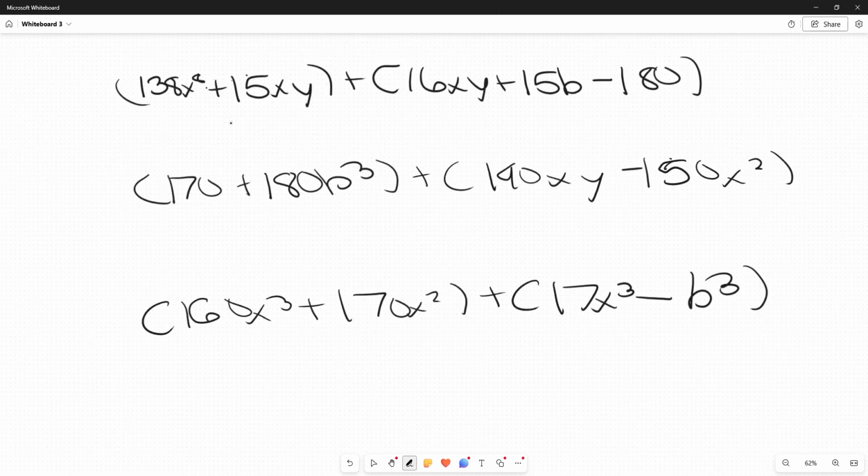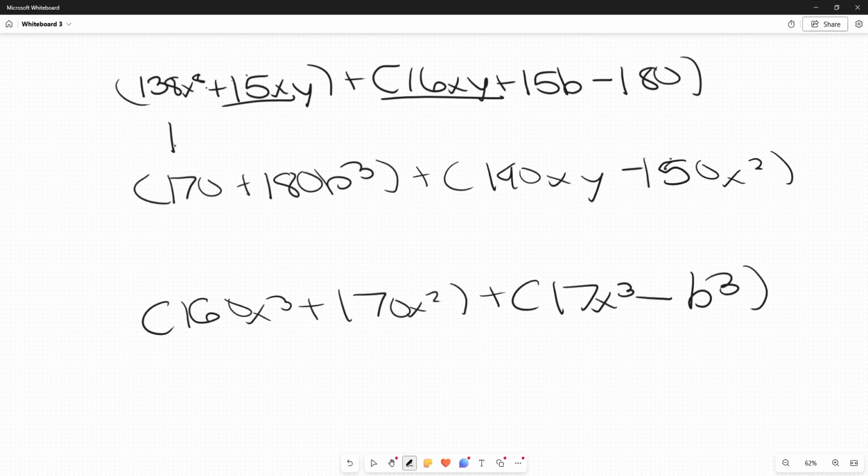So we have 3 more examples here, and you can pause the video so you can solve it on your own. So here we are given 138x to the power of 8 plus 15xy plus parentheses 16xy plus 15b minus 180. First things first, we need to find the similar terms. So that would be 15xy and 16xy. And furthermore, there are no more similar terms in the problem.